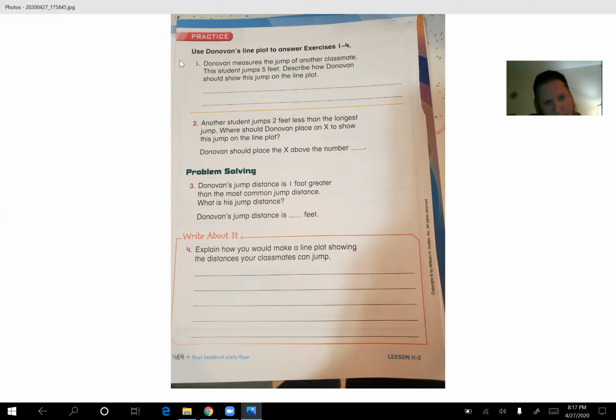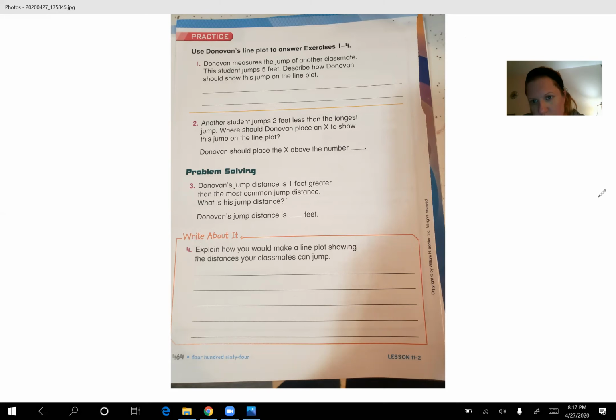I want you to try number 3, and number 4 is going to be very tough, so I want you to not do number 4. That one's asking you to explain step by step how you make a tally chart and a line plot to show your data. So when you have information, you can make a tally chart to organize your numbers, and then you can plot those numbers on the line plot with the number line and the X's above the numbers that it goes on. But I don't want you to have to worry about writing that all out. So skip number 4, please.